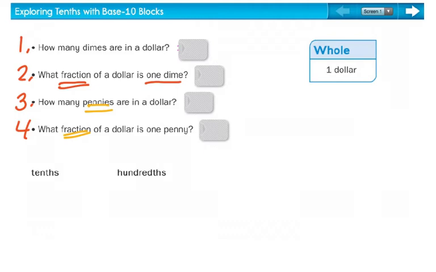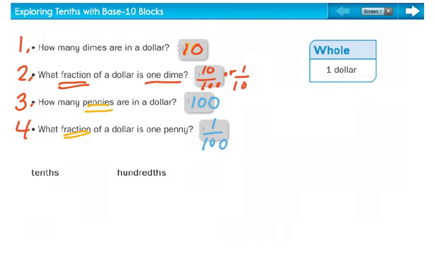Number 1, how many dimes are in a dollar? There are 10 of them. What fraction of a dollar is 1 dime? Well, it's 10 hundredths or 1/10. Remember how we talked about equivalent fractions? 10 cents would be the same as 1/10 or 10 hundredths. Same thing. How many pennies are in a dollar? 100. What fraction of a dollar is 1 penny? It's 1/100th of a dollar.